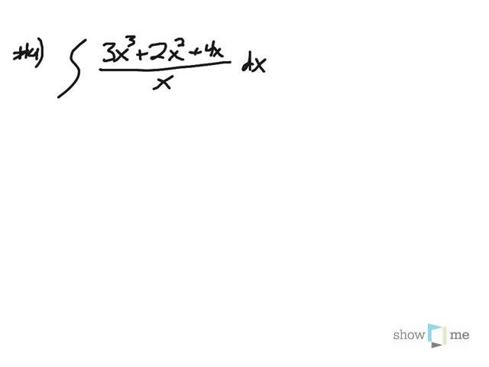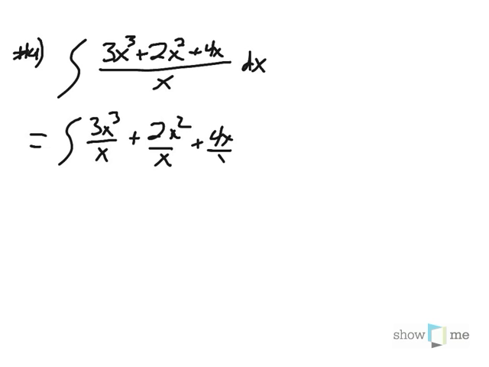Number 4, at first glance you might think, well, I have to use substitution for this because we have this fraction. Well, it's not true. You can divide each term in the numerator, there's 3 of them, by the denominator. So 3x cubed, we could divide by x. We could divide 2x squared by x. We could divide 4x by x.